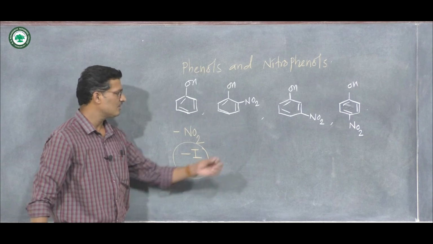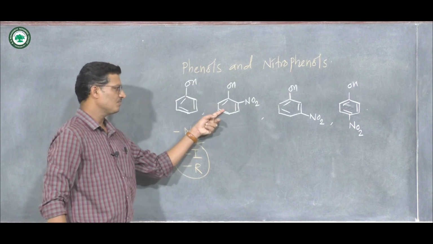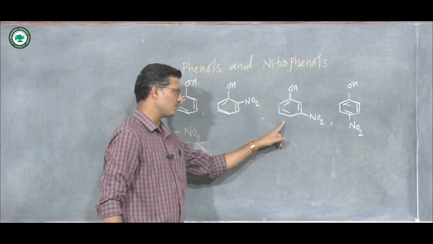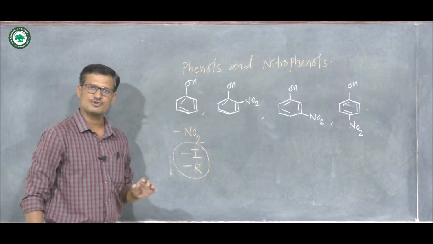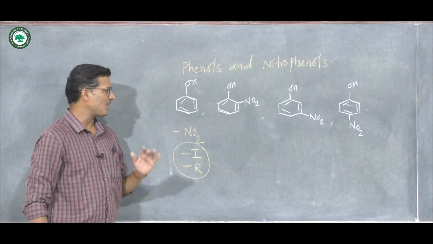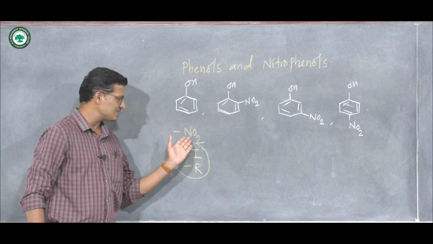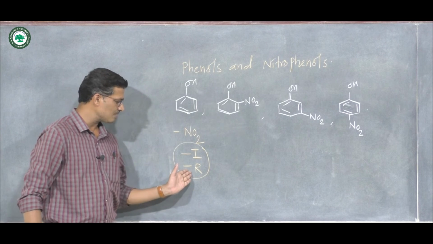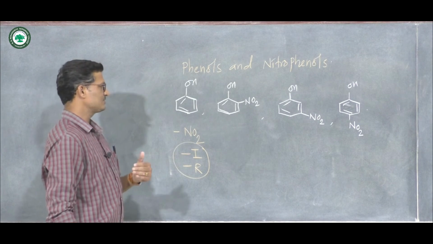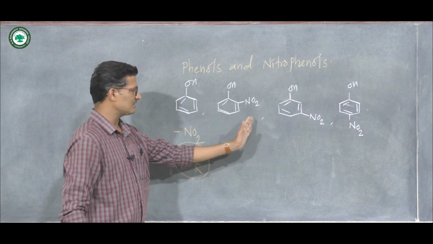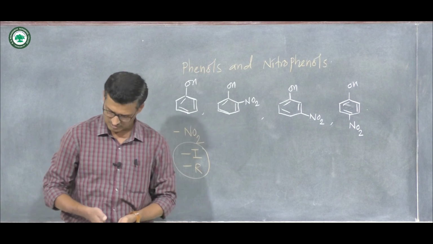So that's why all the nitrophenols, take the example of orthonitrophenol, paranitrophenol, and metanitrophenol, are more acidic as compared to phenol, because they have the nitro group. It also gives the minus R effect, meaning an electron-withdrawing resonance effect is there. So that's why all the nitrophenols are more acidic as compared to phenol.